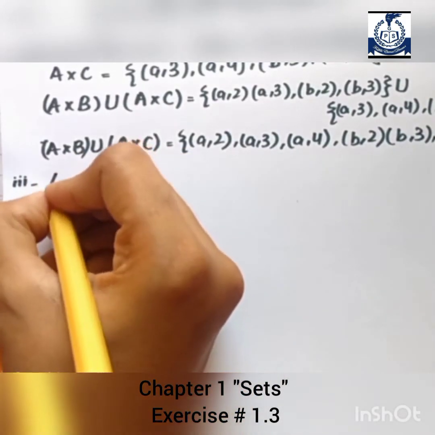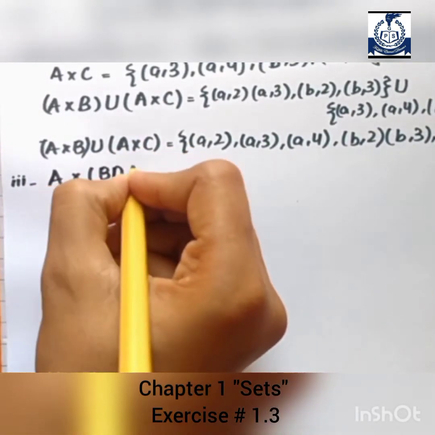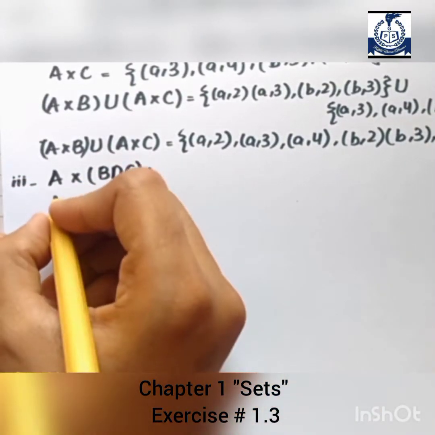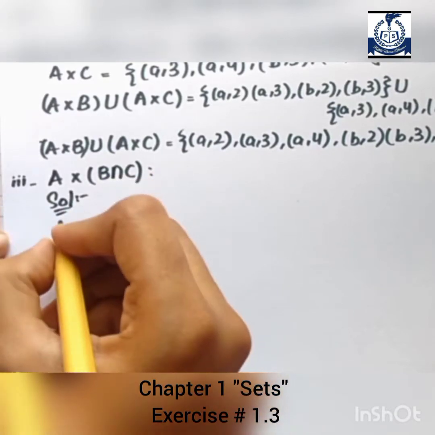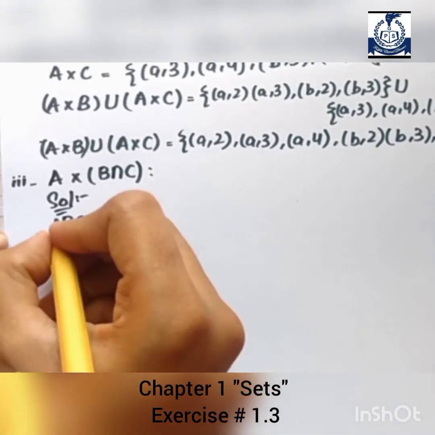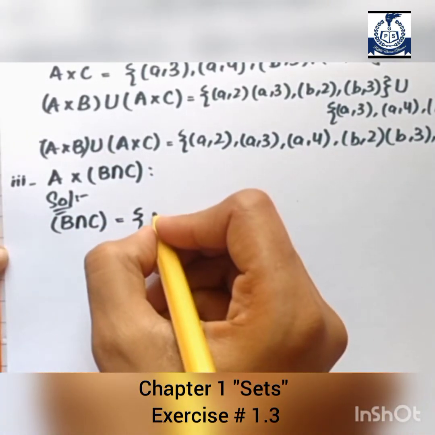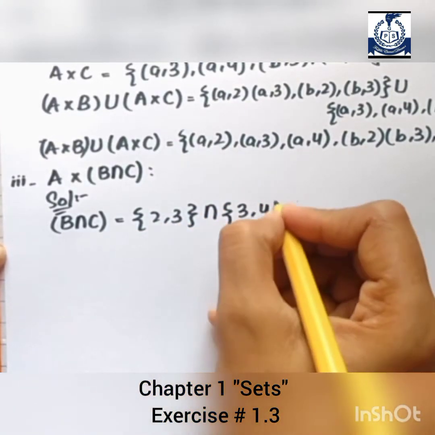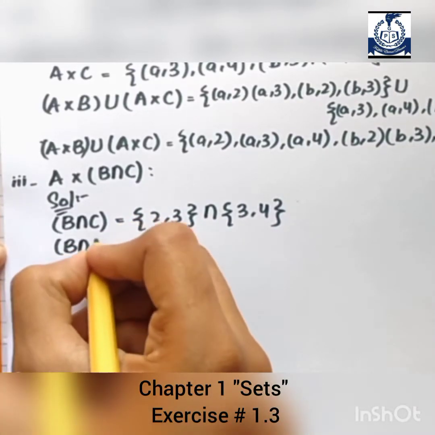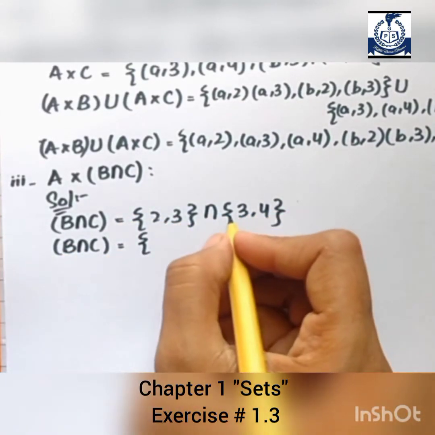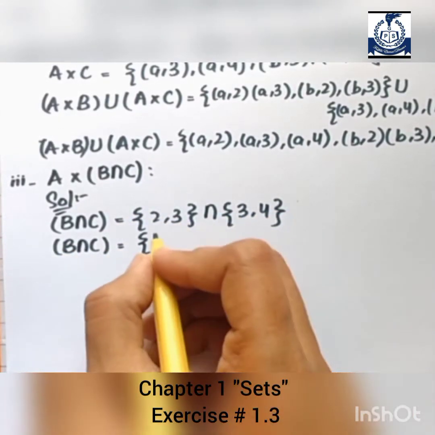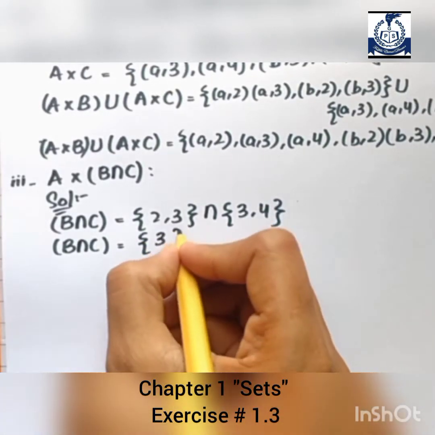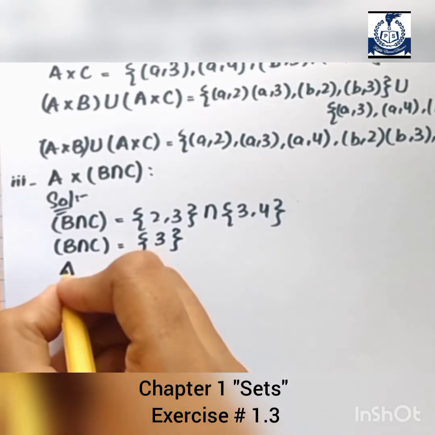Part number 3, A Cartesian product B intersection C. So first we find B intersection C and then we find the Cartesian product. B intersection C is equal to, in a place of B we write the elements of B which are 2, 3, intersection sign. In a place of C we write 3, 4 which are the elements of C. In intersection we write the common element, the same element of both sets. So 3 is a common element, so we write 3.